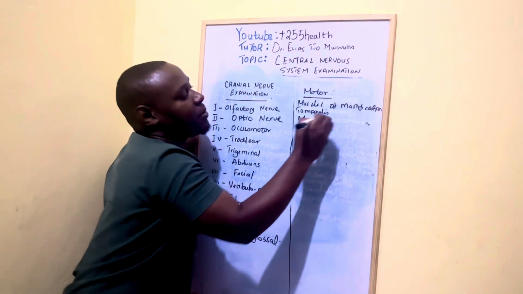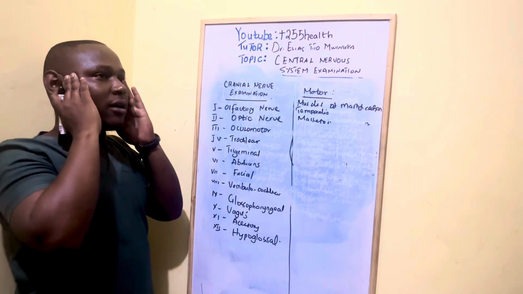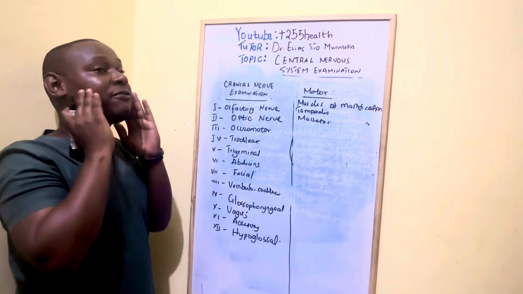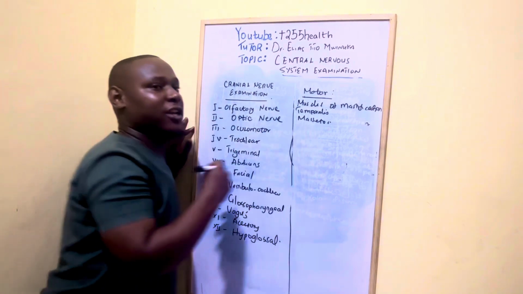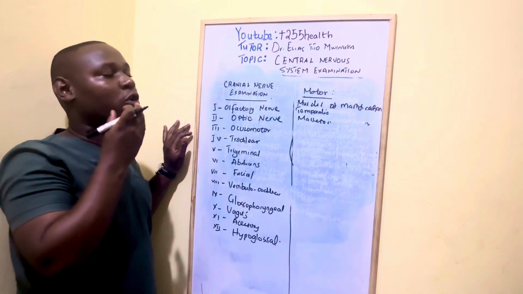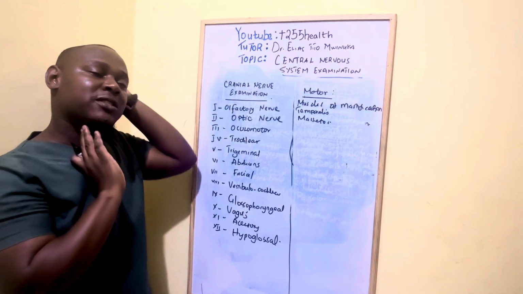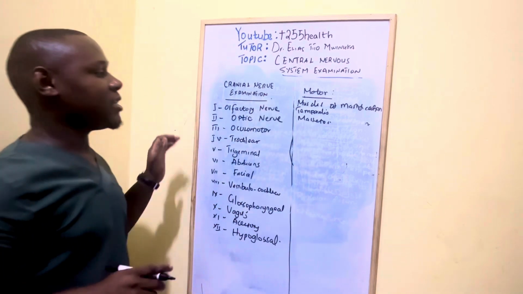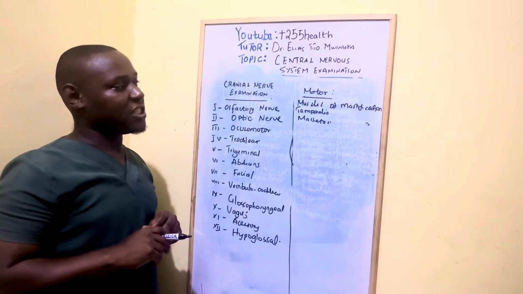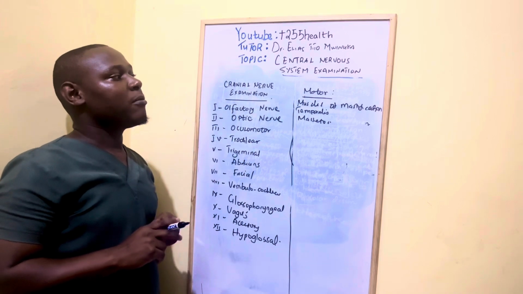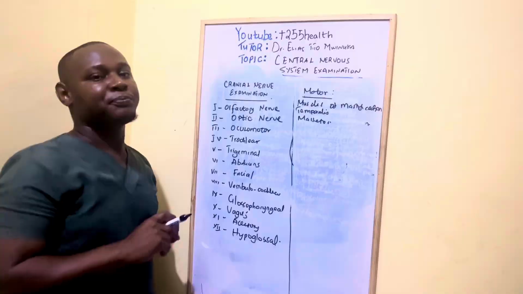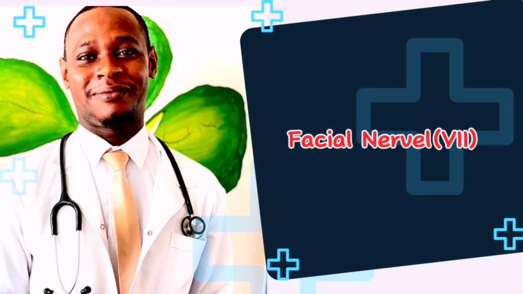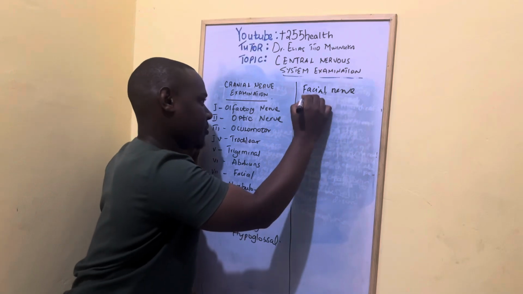You can just tell your patient to clench the jaws, like bite your teeth, grind your teeth, and then you start feeling for those muscles. And then you can also tell the patient to open the oral cavity and then try to force it to close. So you're also testing the same muscles of mastication in the case of the motor trigeminal part. Then after that, you go to the facial nerve, which is cranial nerve number 7.